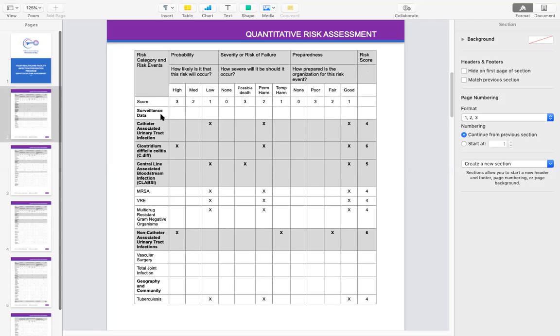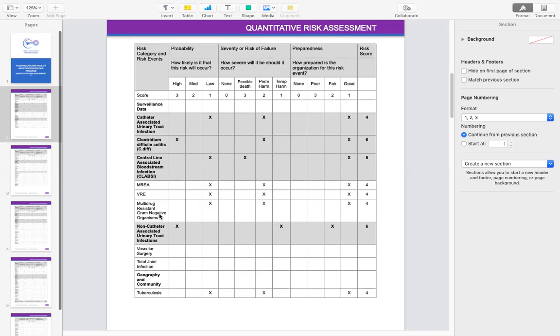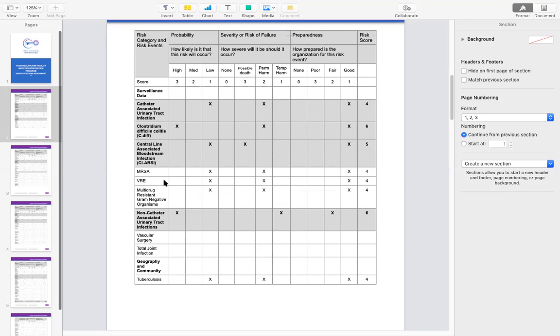So if you look at your surveillance data, and this is just made up data that I put on this risk assessment as an example, you can see I have CAUTIs here, C. diff, CLABSIs or central line associated bloodstream infections, MRSA, VRE, multi-drug resistant organisms. And you could add different categories, whatever is relevant for your particular group or facility.